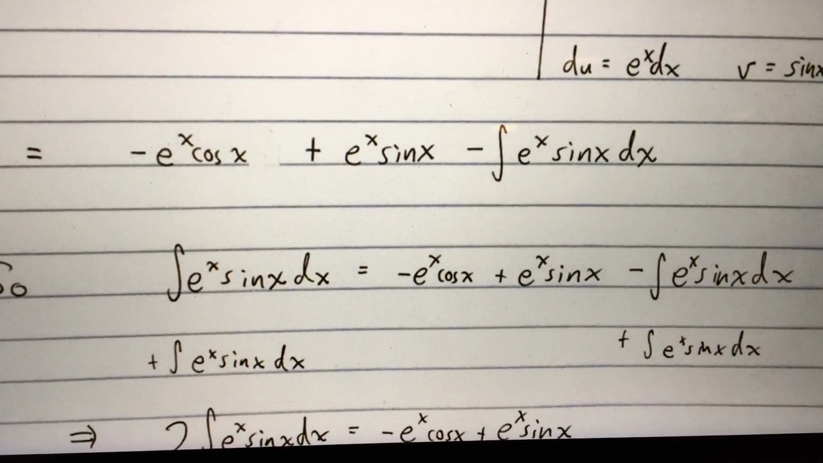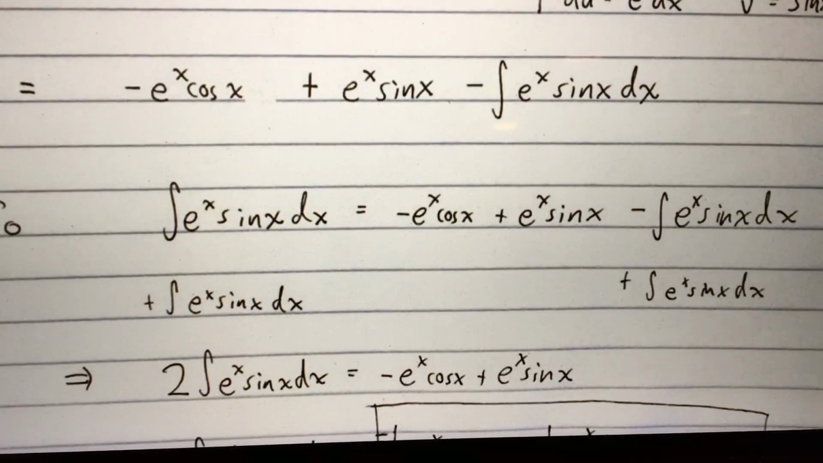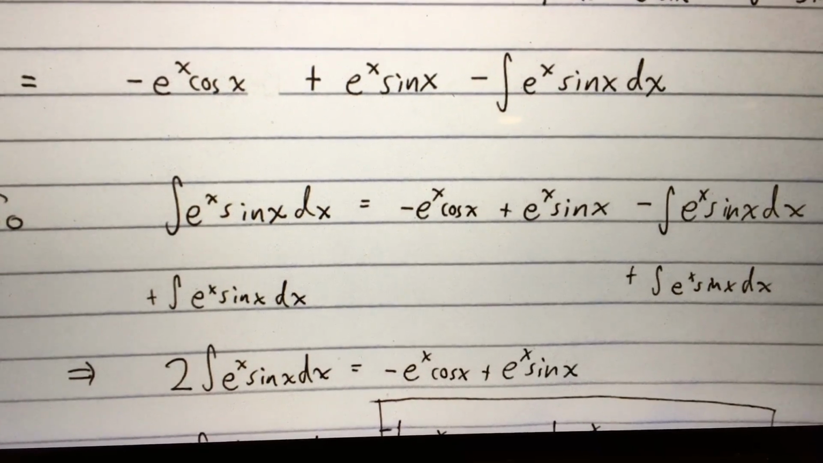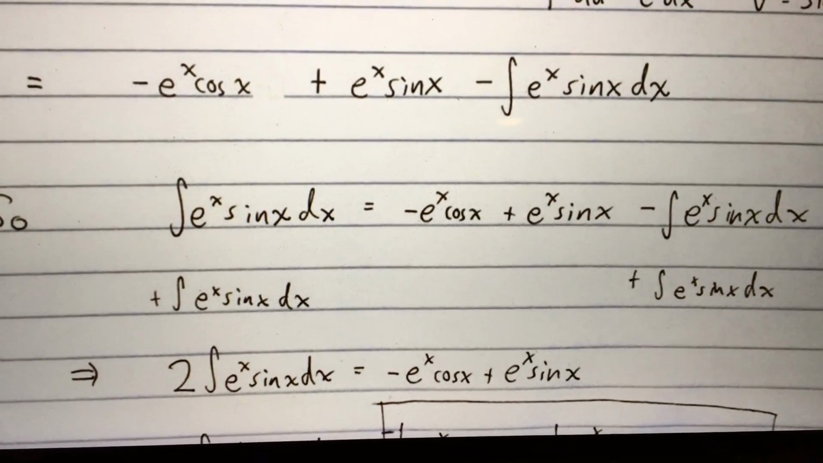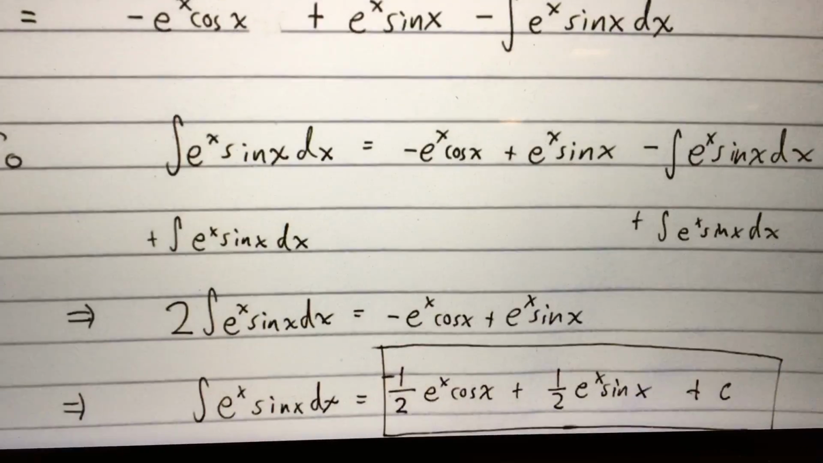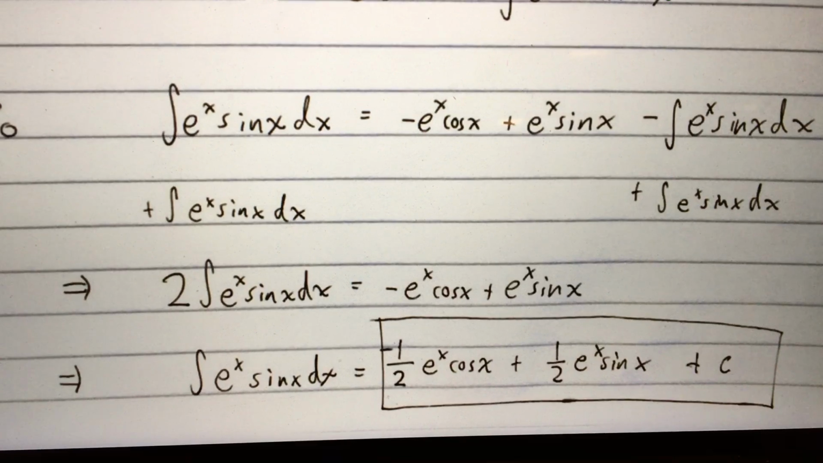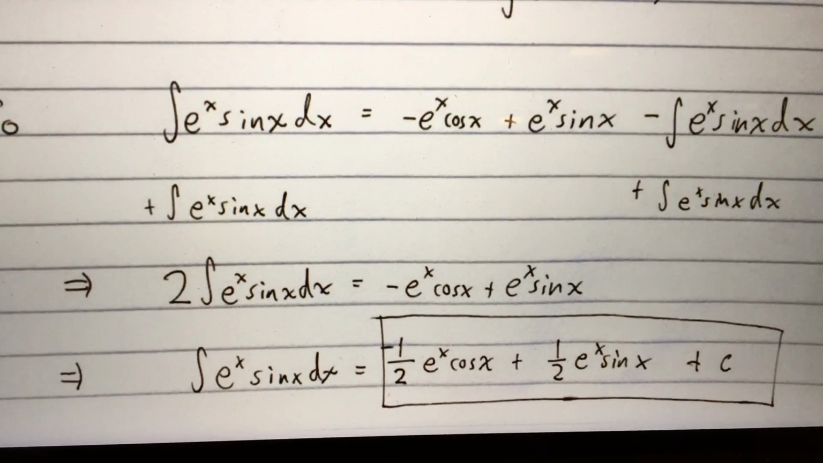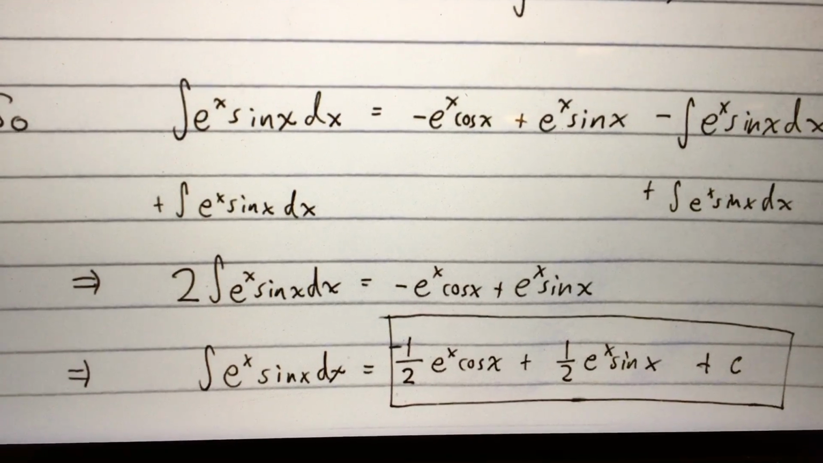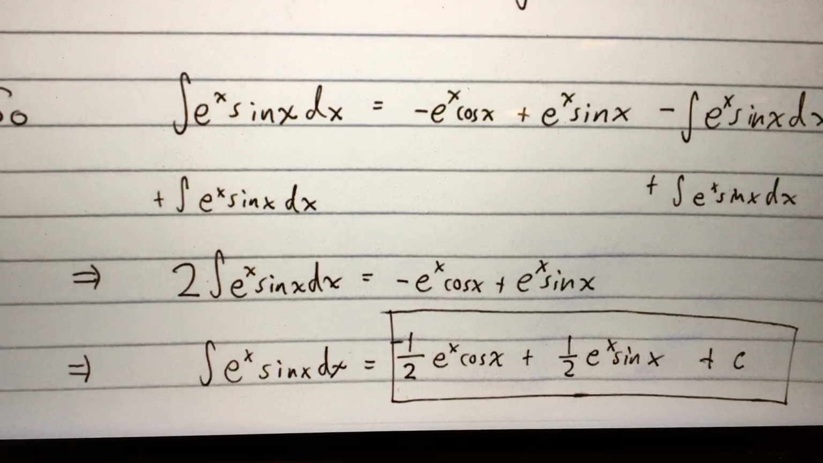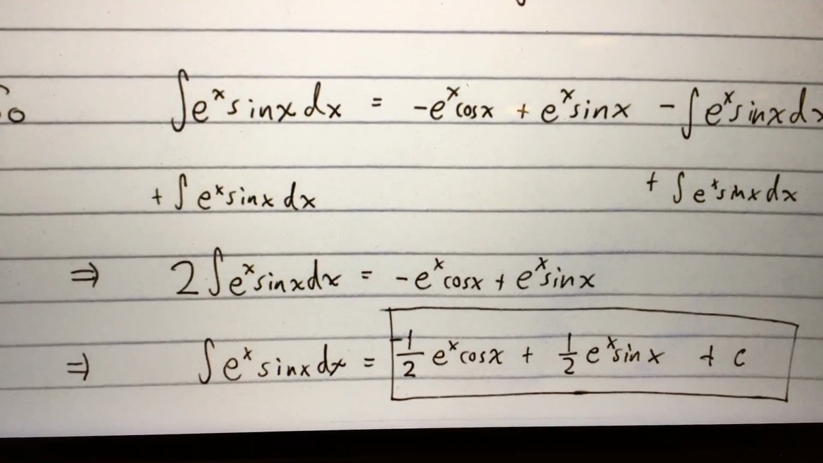It's something. And so we get 2 times the integral of e to the x sine x dx on the left equals negative e to the x cosine x plus e to the x sine x. And then we just divide both sides by 2, or multiply by 1/2. And so now we see the integral of e to the x sine x dx equals negative 1/2 e to the x cosine x, that minus sign came from above, plus 1/2 e to the x sine x, and plus c, because that's our answer.